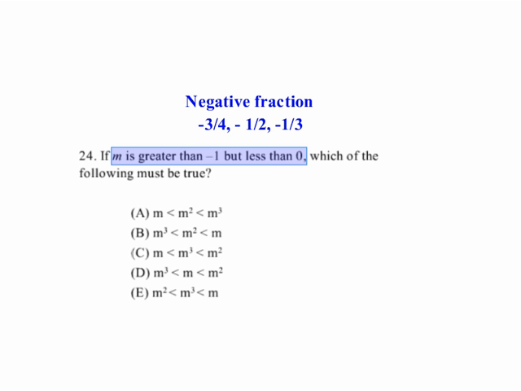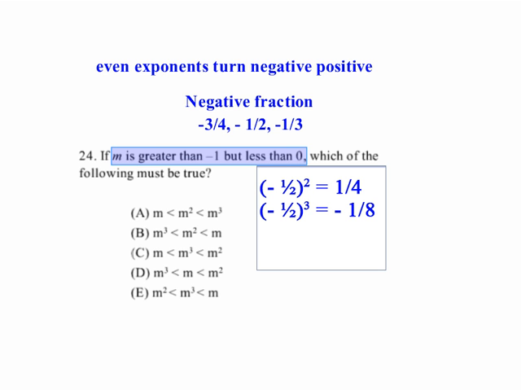So we've got two things to consider here. We've got to remember that when we multiply a fraction by itself, it gets smaller. And we've got to remember that even exponents turn a negative fraction positive. Let's look at one for instance. Let's just say that m is negative 1/2. Well, negative 1/2 squared is 1/4. That's a positive number. So negative 1/2 squared is going to be the greatest number.